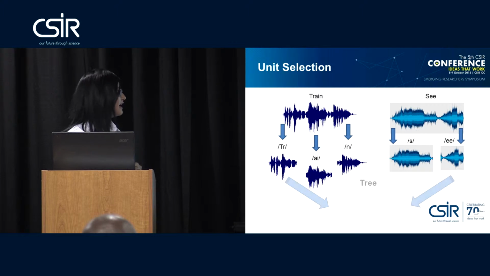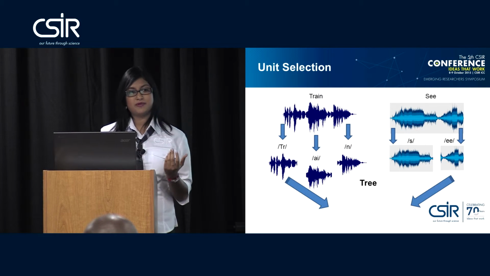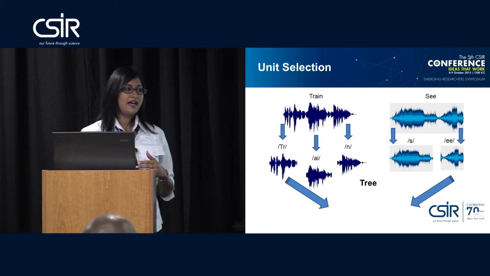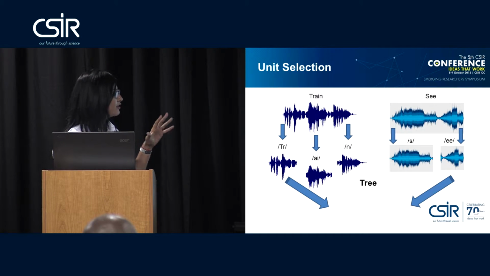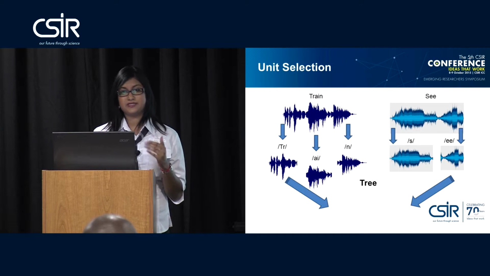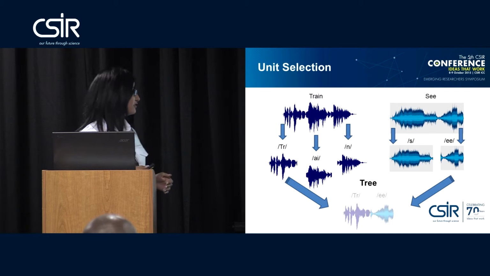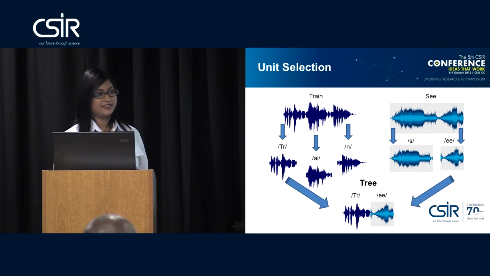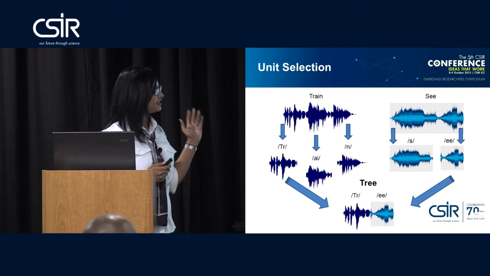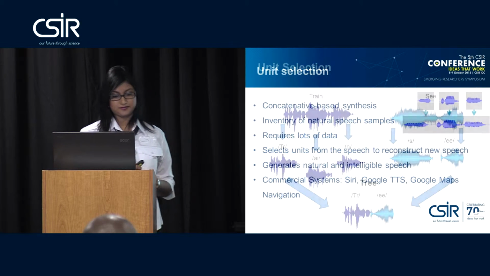Then at synthesis stage, say we want to synthesize the word tree, the back end will go and look up the corresponding phonemes in the inventory and concatenate them to form the word tree. In this case, the first phoneme of train and the last phoneme of sea.